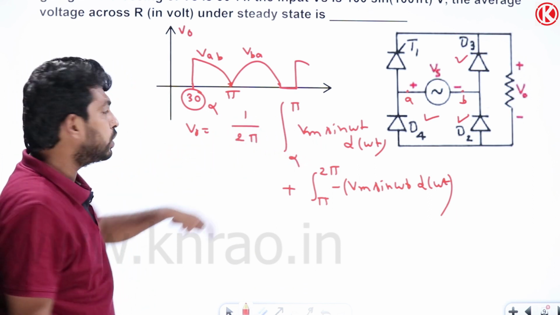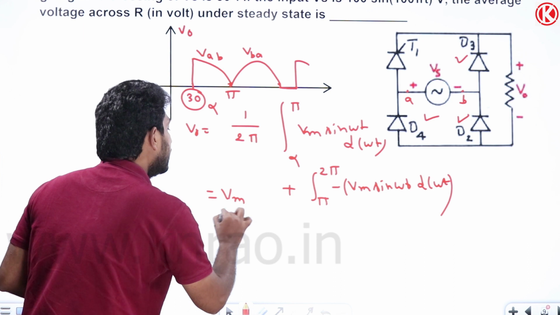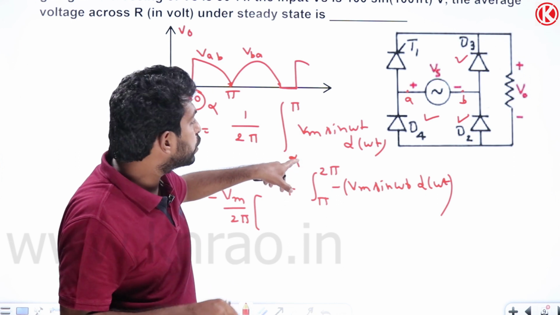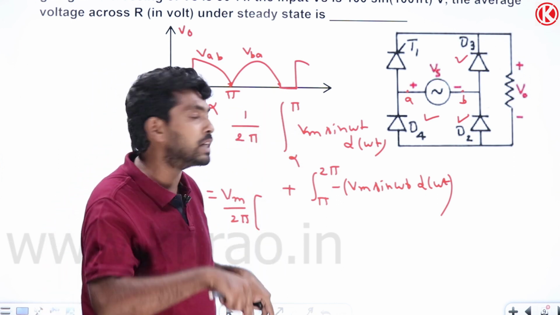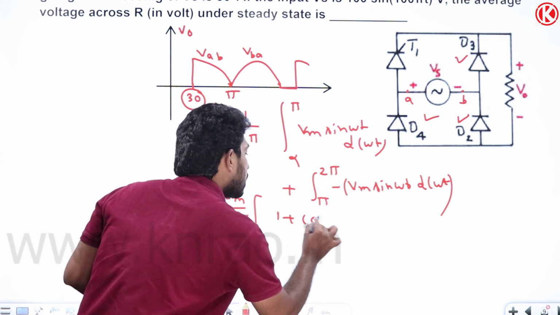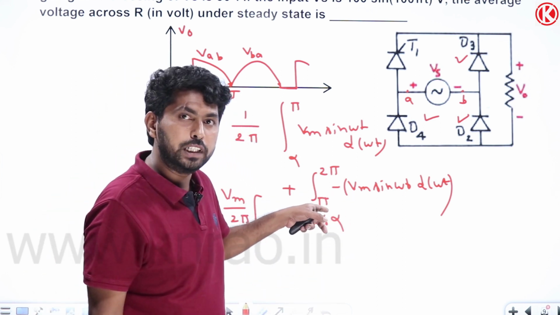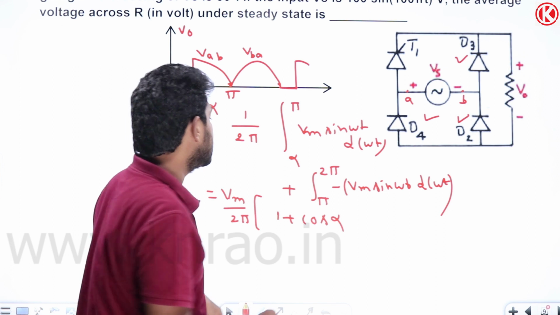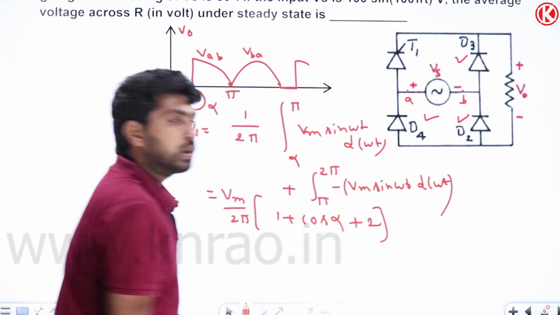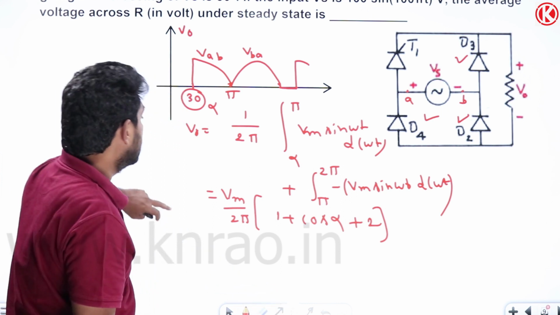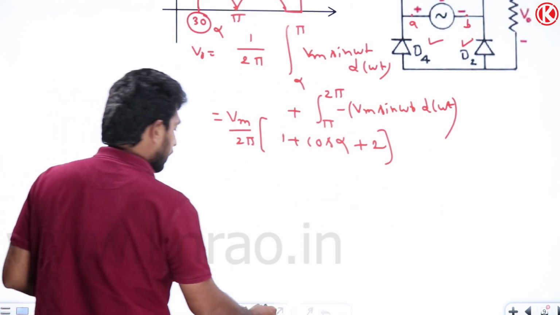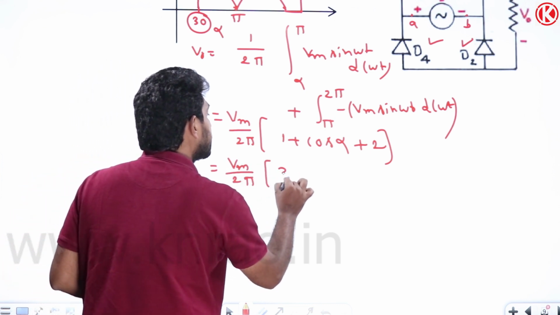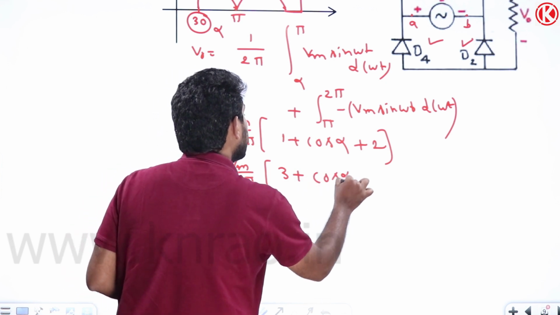Now let me substitute here. Vm comes out, so Vm by 2 pi. The integration of sin omega t is minus cos omega t. If I substitute lower limit alpha and upper limit pi, I get 1 plus cos alpha. Here the lower limit is pi and the upper limit is 2 pi. Substituting in minus sin omega t, minus of minus gives 2 plus 2. So the answer is Vm by 2 pi into 3 plus cos alpha. For this topology, the output voltage expression is Vm by 2 pi into 3 plus cos alpha.